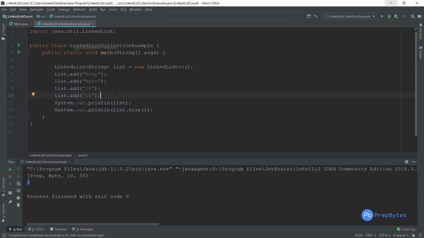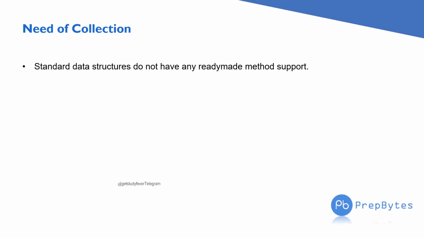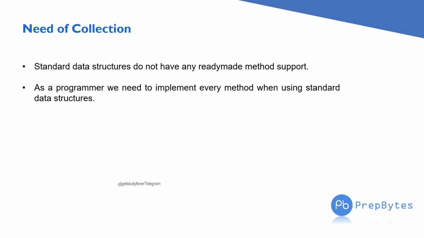Okay, so from now I will be beginning with, so this was an introduction to why we need collections. Now I will begin with what are collections. These are the points if you want to take down. Standard data structures do not have any ready-made method support. As a programmer, we need to implement every method when using standard data structures. We have seen this. If you want to search or sort anything, we have to write those programs.